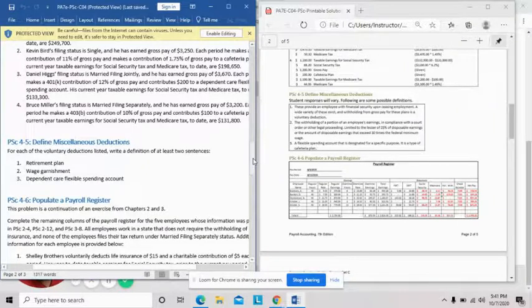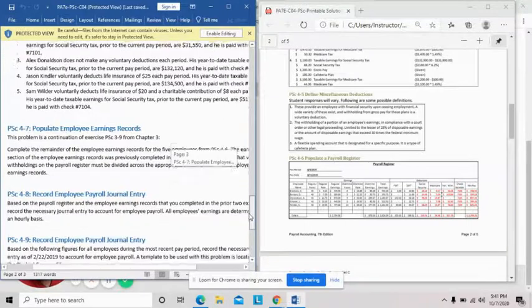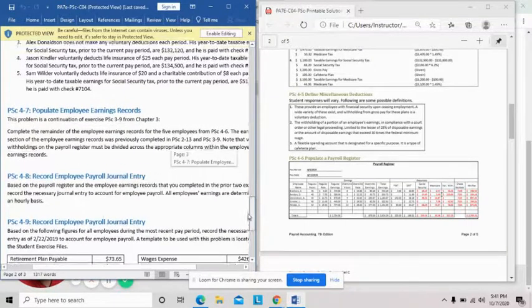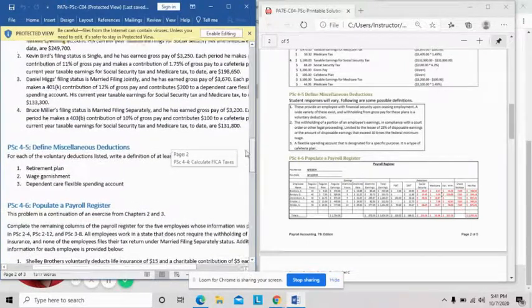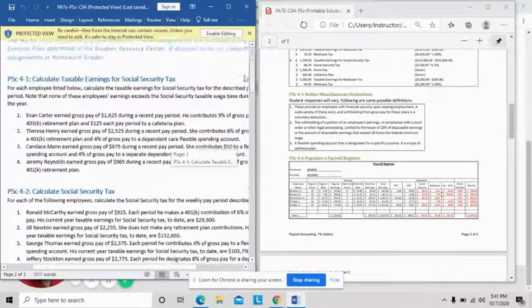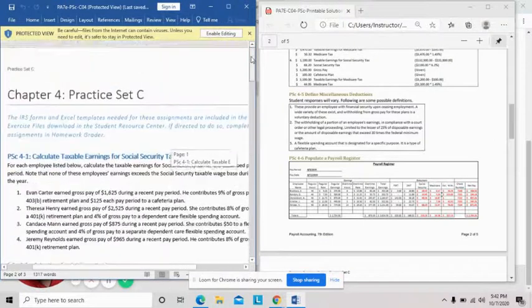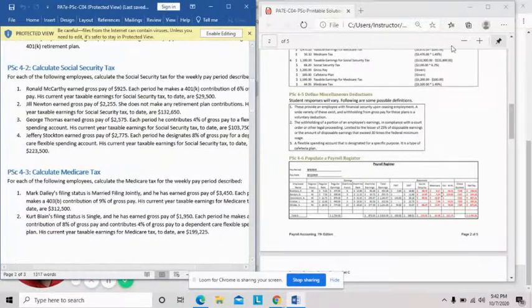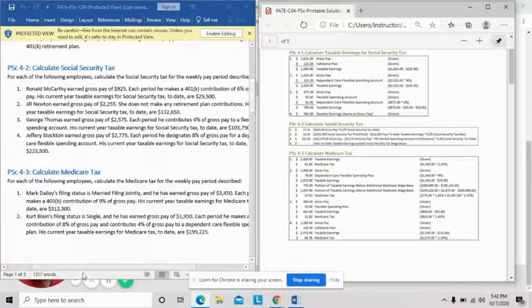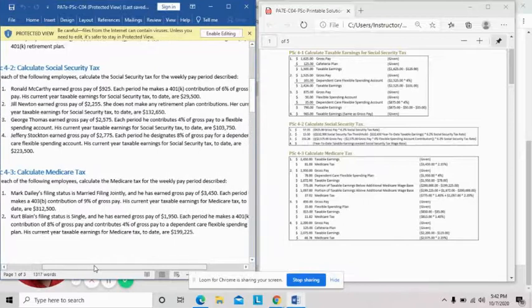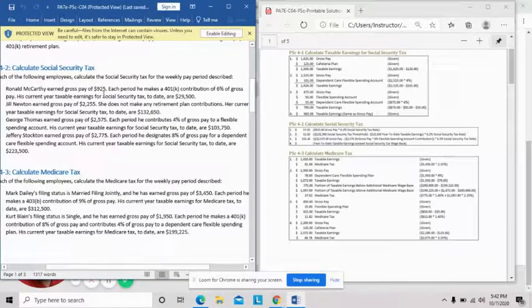And then for 4.7, when you're populating employee earning records, I won't be going through each employee, but in this case, I'll just be discussing how to calculate the Social Security tax and whatnot as well. So here, at number 1, we have Ronald McCarthy earning a gross pay of $925 on the left here. Each period he makes a 401k contribution of 6%, and his current year taxable earnings for Social Security tax is $29,500.